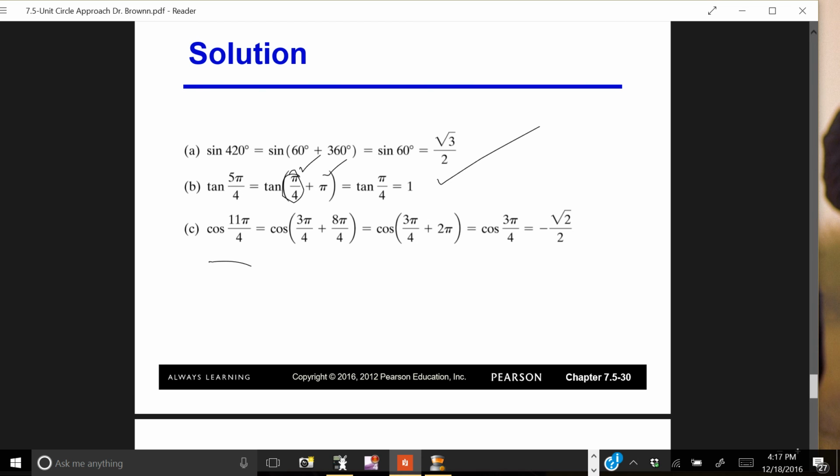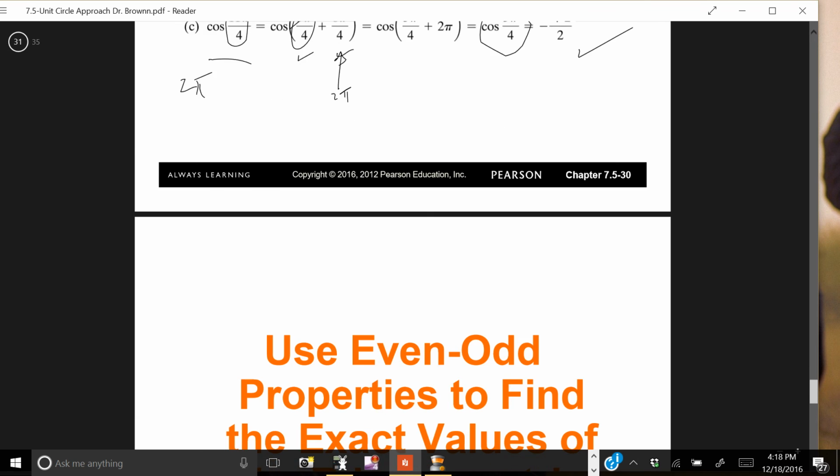Cosine of 11 pi over 4. Notice that the period of cosine is 2 pi. So we can break 11 pi over 4 into 3 pi over 4 and 8 pi over 4. Notice 8 pi over 4 is 2 pi. That's the fundamental period of cosine. So if we take cosine of 3 pi over 4, we will get the answer, which is minus the square root of 2 over 2. The calculator would have given you that exactly also.